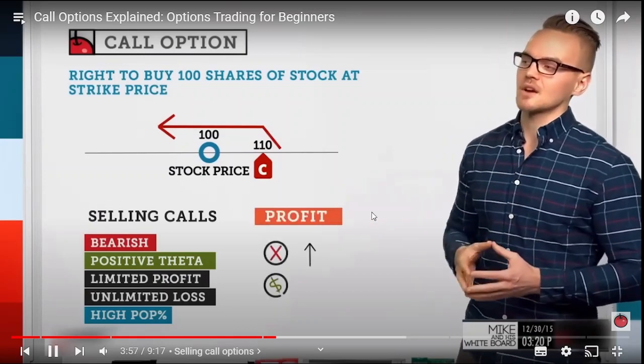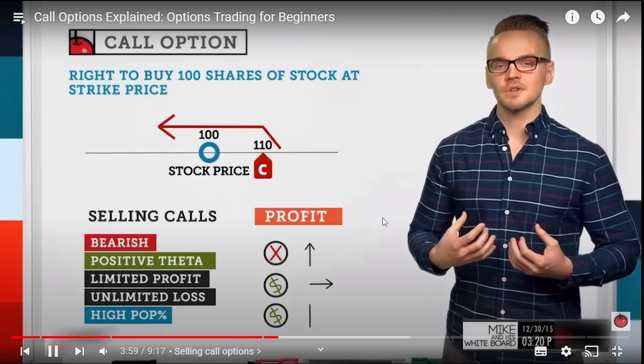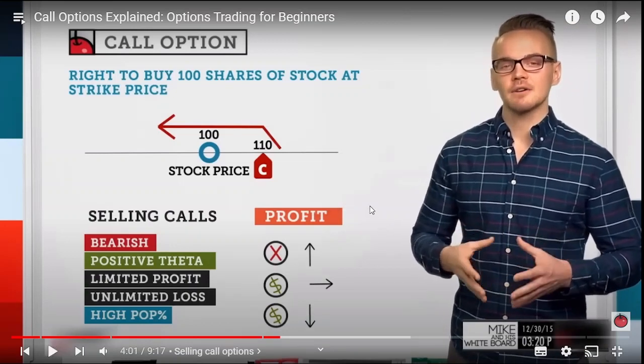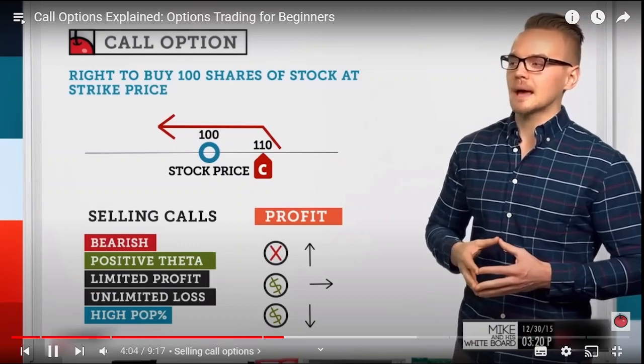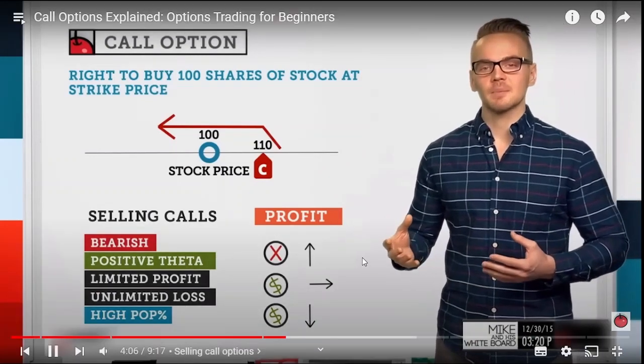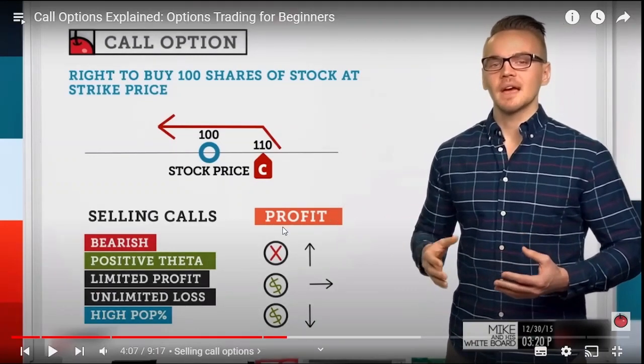So if I'm selling a call option, normally at TASTYTRADE, we look to sell options that are out of the money. Here he says that TASTYTRADE is more specialized in the selling side of options. So as you can see by the graphic here, we're looking at selling a call that's above the stock price.